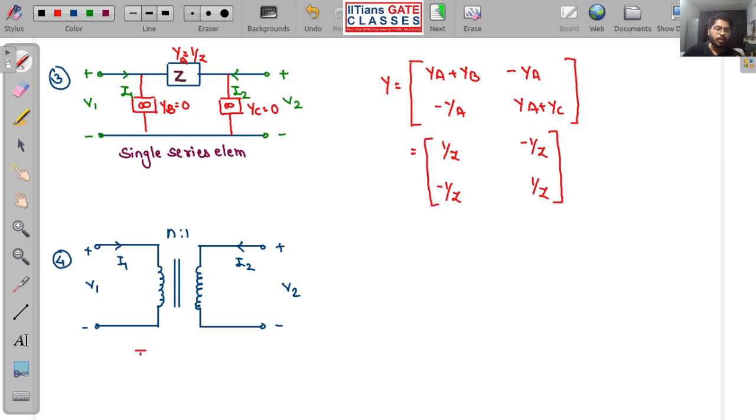What about the transformer? For a transformer, is the Y parameter valid? Again, the Y parameter will not be possible here. Why? Because V1 by V2 is equal to N by 1. You can see the independent variables have now become dependent variables, or I can say the inputs are actually related to one another. So that is why the Y parameter will not exist for a transformer.